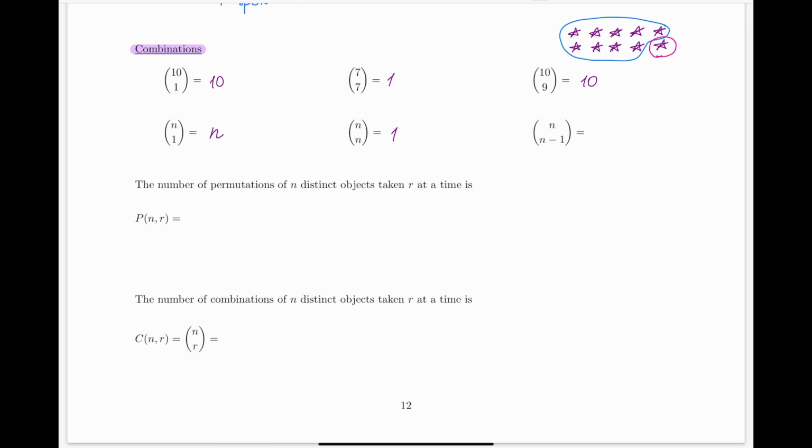Picking 9 objects out of 10 that you want is equivalent to picking one object out of 10 that you do not want. And similar logic will apply here. If I have n available options and I need to pick n minus 1 of them, choosing the n minus 1 I want is equivalent to choosing the one I don't want. So therefore, there are n possibilities for the object that I do not want. So n choose n minus 1 is going to equal n.